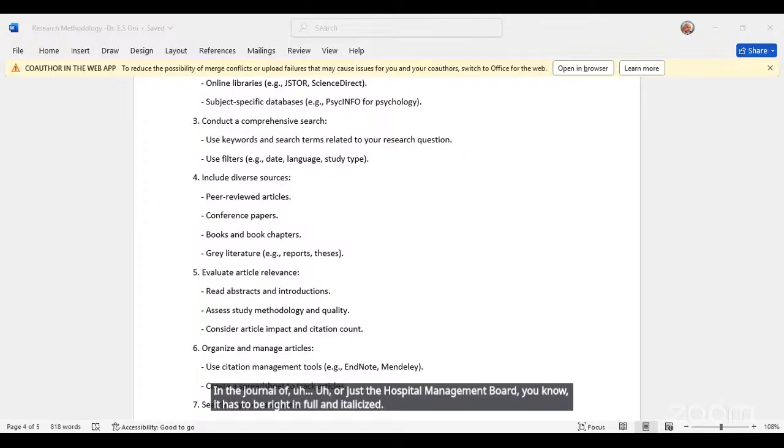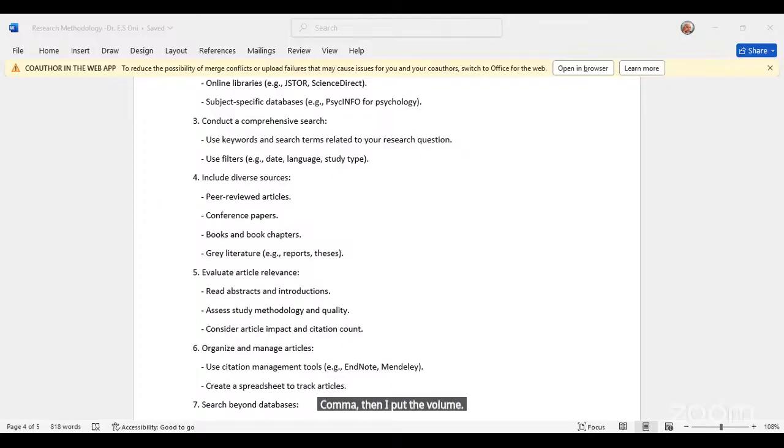Comma. Then you put the volume. What is the volume of the journal? Like here we have 10. Then the issue, with no space, in brackets: issue 1. Then a comma, in parentheses. Then you put the pages. The pages of that article are from page 3 to 30, page 3 to 10, page 1 to 2.